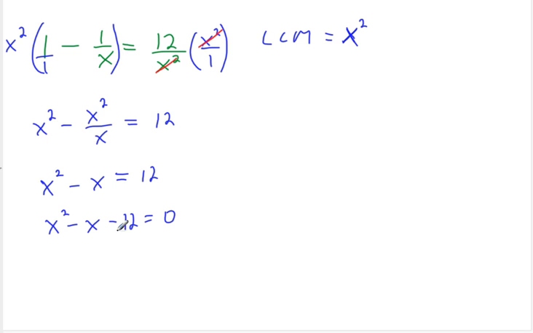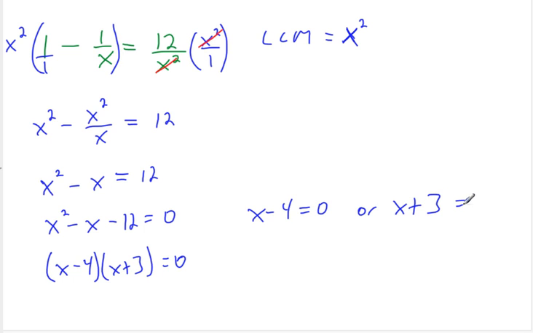Factors of negative 12 that add to negative 1. Remember, factors of c that add to b give us (x - 4)(x + 3). Using the zero product property, we know that x - 4 must equal 0, or x + 3 equals 0. So if we add 4 to both sides here and subtract 3 from both sides here, we know that these are our two possible answers.